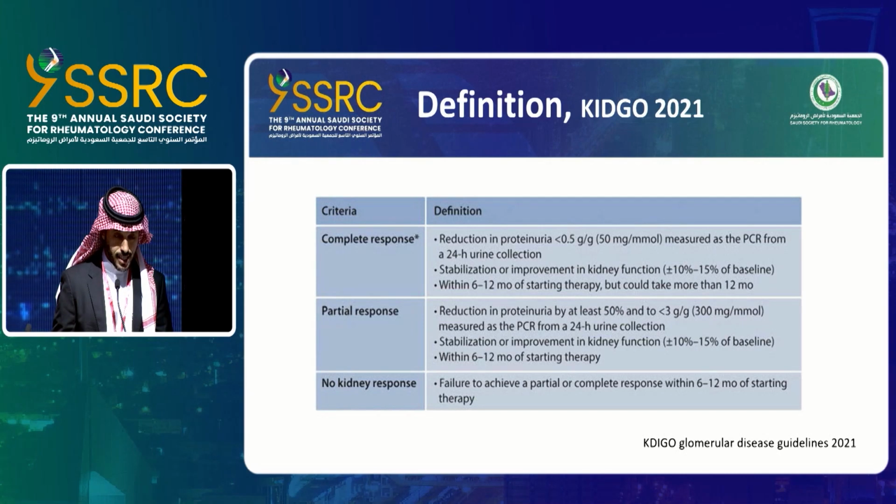Partial remission is defined as having a proteinuria reduction by at least 50% and a protein to creatinine ratio of less than 3 grams per gram, given that the creatinine level in the blood is stable or improving. Failure to achieve that is considered refractory or no response at all.